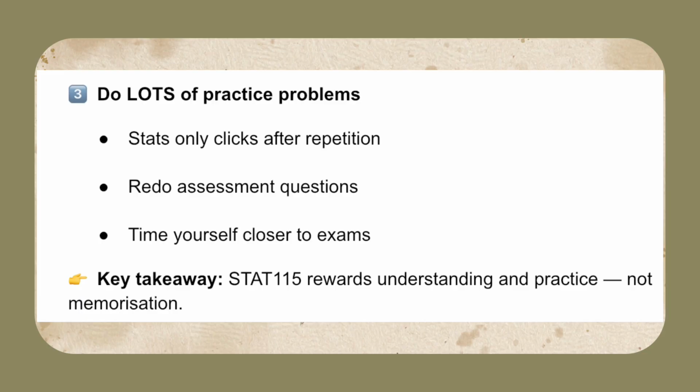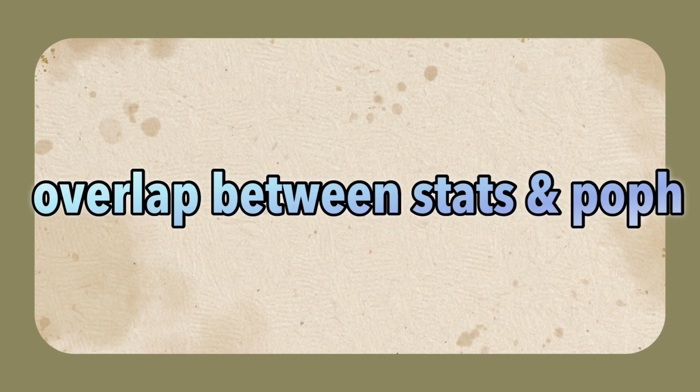So key takeaway is Stat 115 really rewards understanding and practice and not memorization. So that is the biggest thing. As well as that, what I really liked about Stat 115 is a lot of the content that we focused on in this paper overlapped with Pulp Health 192. And so because of this overlap, it felt like I was just studying the same thing twice, which was really useful for repetition, so that my brain could register that.